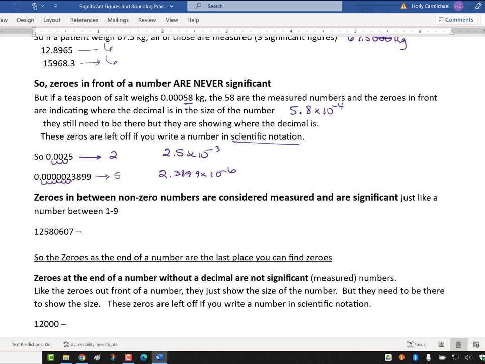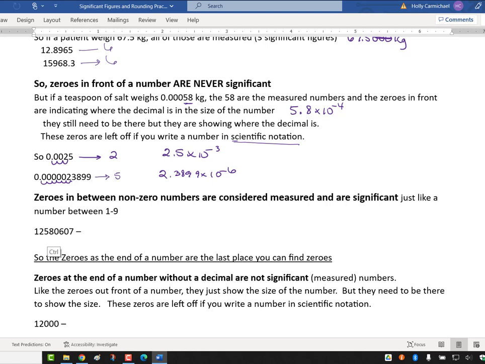So the number of decimal places I had to move to the right to make my number between 1 and 9 changes it to scientific notation, and I have to use that exponent to indicate that. So anything 1 through 9, significant, always. Anything that is a 0 out front with a decimal, never significant, just showing you how small that number is.